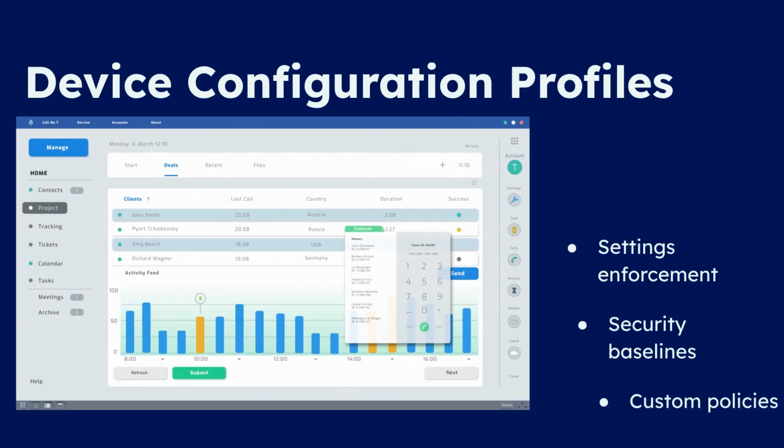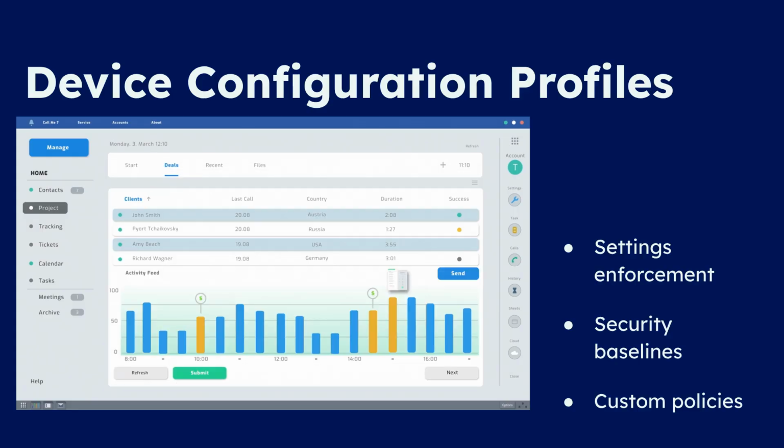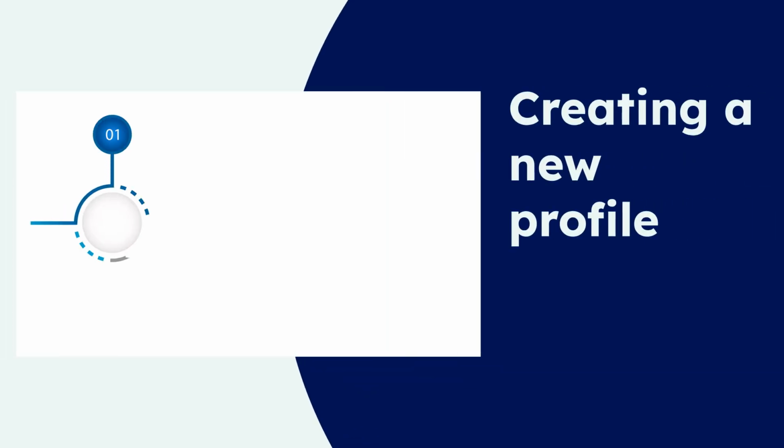Let's start with device configuration profiles. These are essential for enforcing security settings and ensuring consistent configurations across all your managed devices. To create a new profile, navigate to the Devices section in Intune, choose Configuration Profiles, and select Create Profile. We will focus on Windows 10 and later devices today.